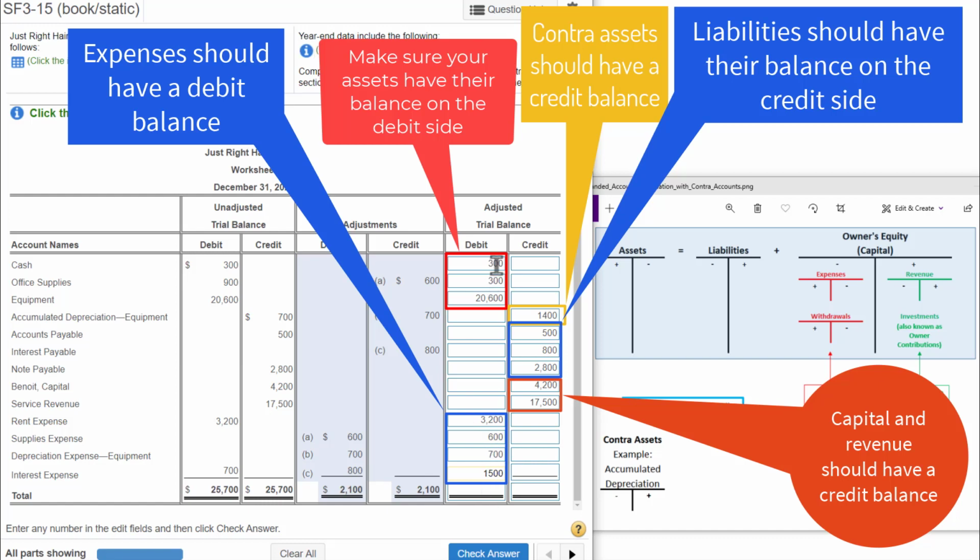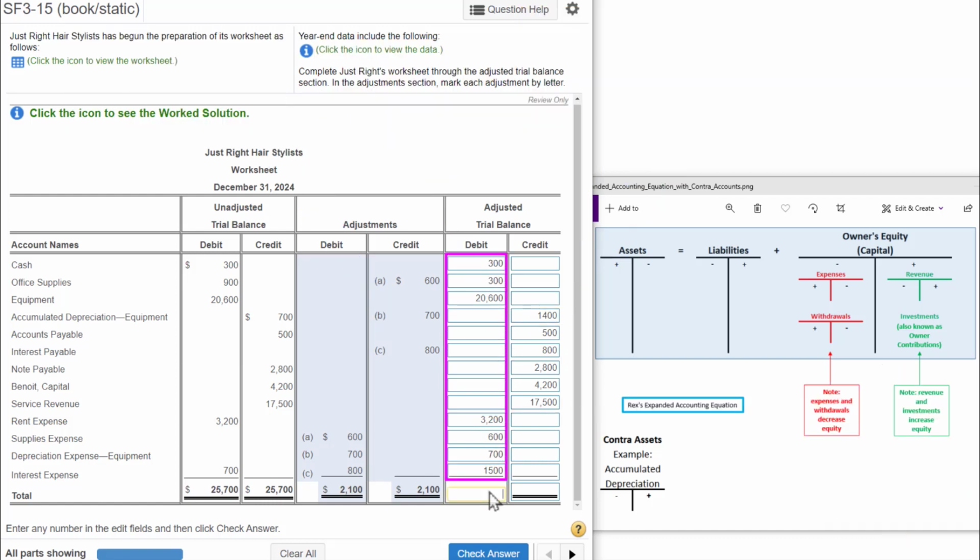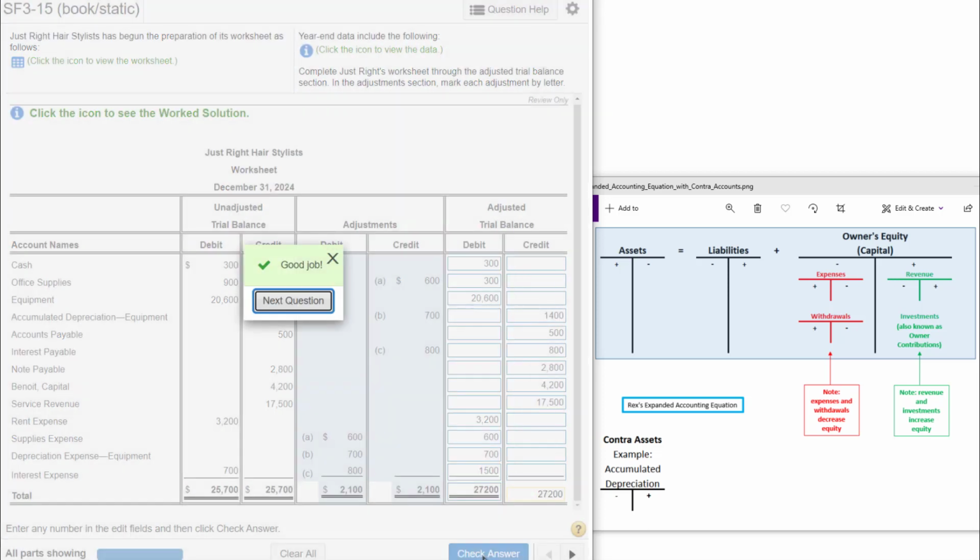So everything looks good. So now we're going to add up all these debits and we get 27,200. And then we add up all the credits, and you hope and pray that you got the same amount. And we do.